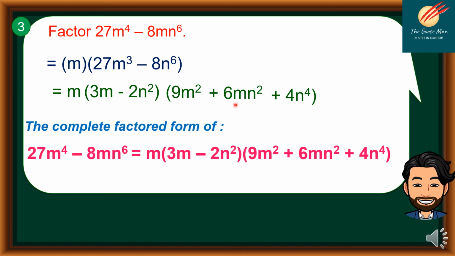So the complete form of the given binomial 27m to the 4th power minus 8mn to the 6th power is equal to m times 3m minus 2n squared times 9m squared plus 6mn squared plus 4n to the 4th power.